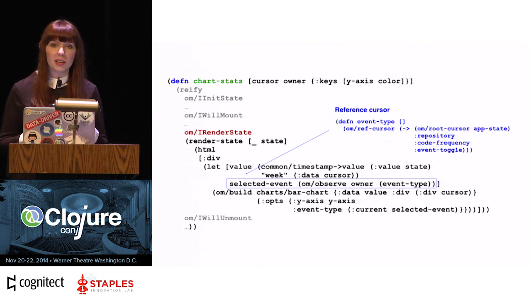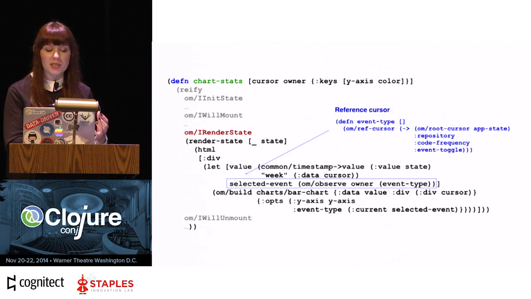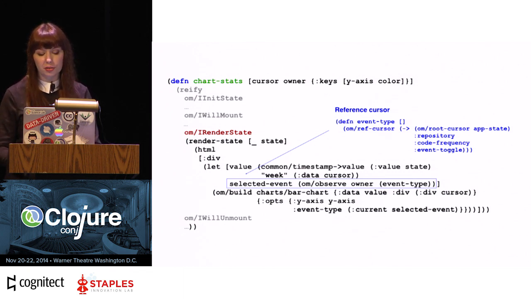But because the selected user interaction is in a different part of the application state, the chart stats don't have access to that. So using a reference cursor allows us to actually see information that's in a different part of the application state. You can observe the reference cursor, and then react to the changes that happened in that cursor. So when a user selects a different interaction, we will want to redraw the charts with the transitions enabled or not. It depends.